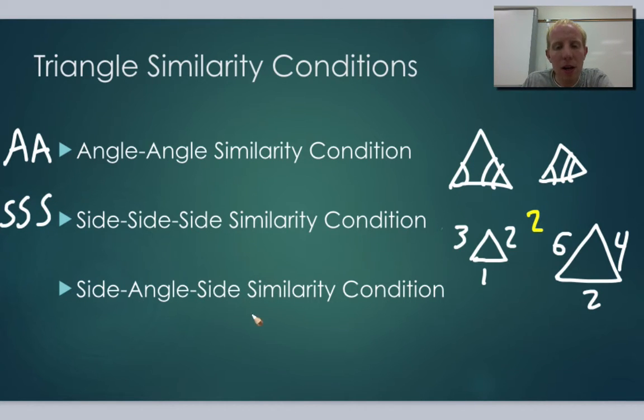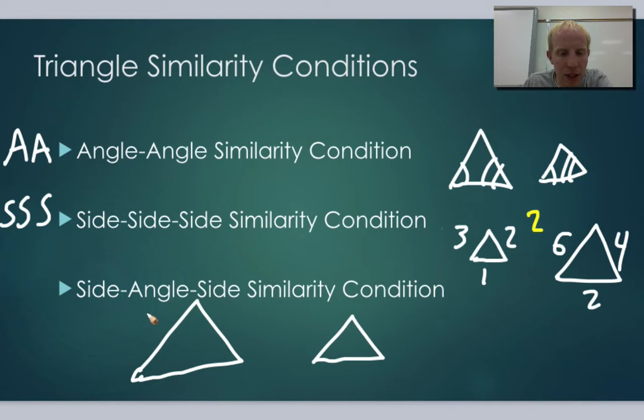And the last one is the side-angle-side similarity condition. So I got two triangles, and let's say this one is 6 and 4. This one is 3 and 2, and they have an angle that they share.